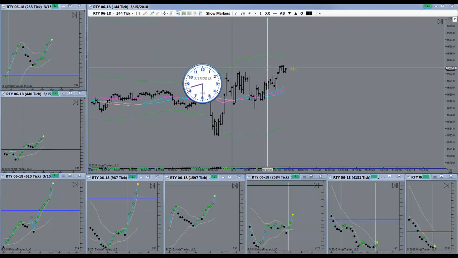Good morning, everyone. Today is the 15th of March, 2018. It is a Thursday morning. Market's getting ready to open here. Let's see what she wants to do.